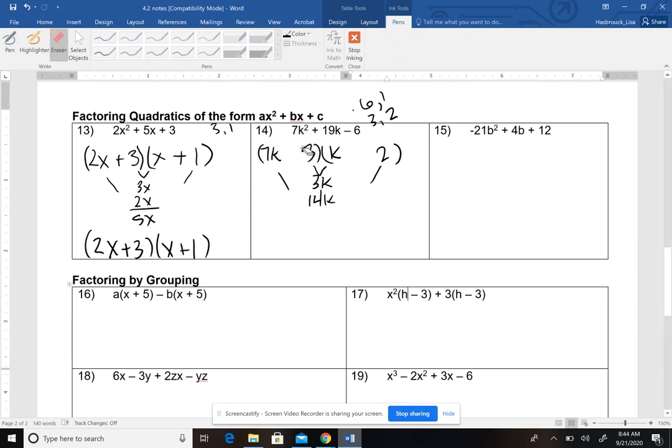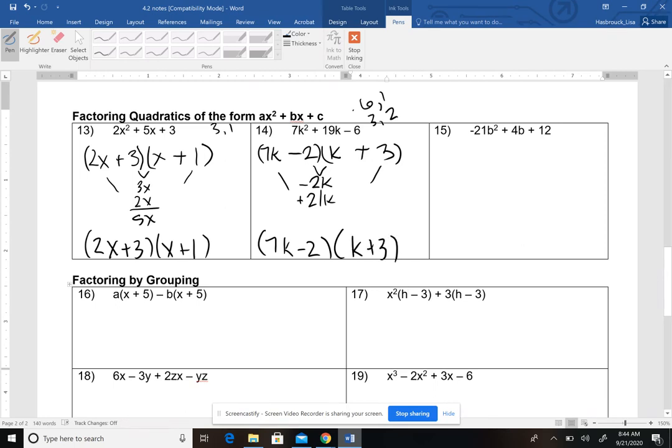Now that doesn't mean that 3 and 2 are not an option. It just means they don't go there. So let's try swapping them. If we put the 2 here and the 3 here, I get a 2k and a 21k. I can get a positive 19 if the 21 is positive and the 2 is negative. So that tells me this needs to be a minus and this needs to be a plus. I'm going to make sure that all my signs will work out. So we already know it'll work out for the middle, but for that end term, negative 2 times positive 3 is in fact a negative 6. So we're good. Our final answer is 7k minus 2 times k plus 3.